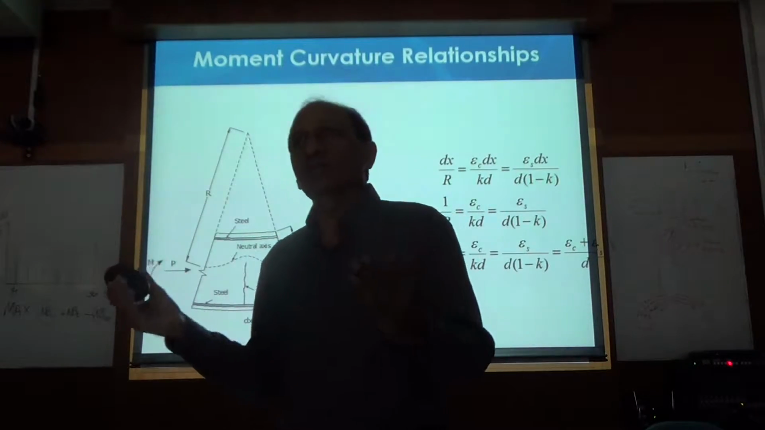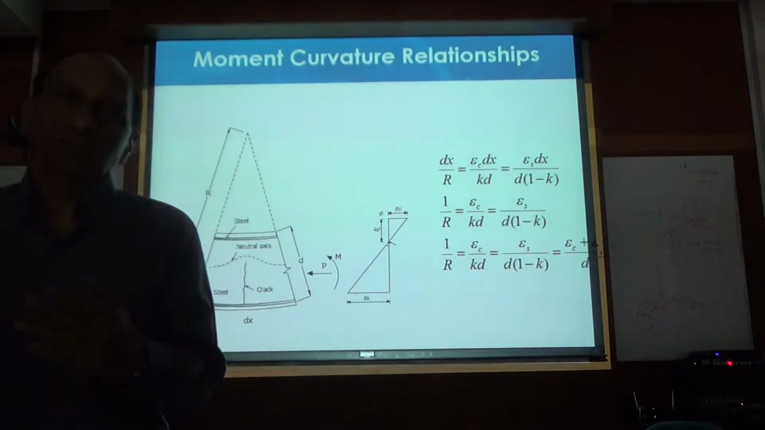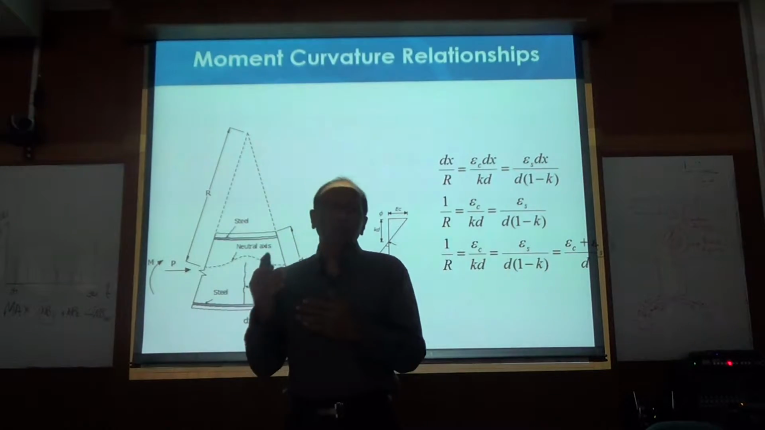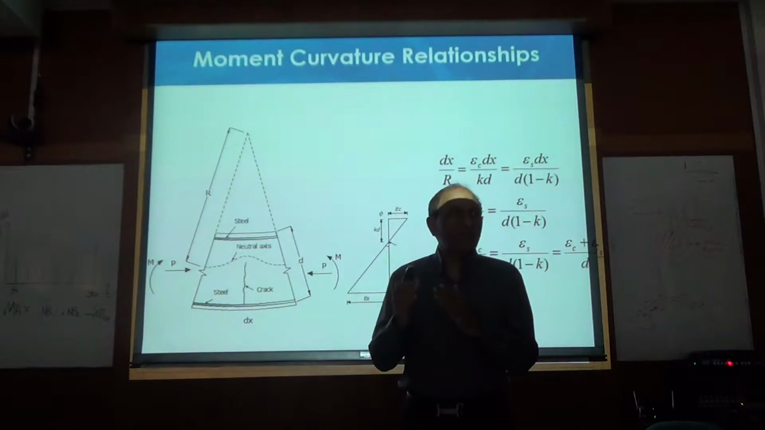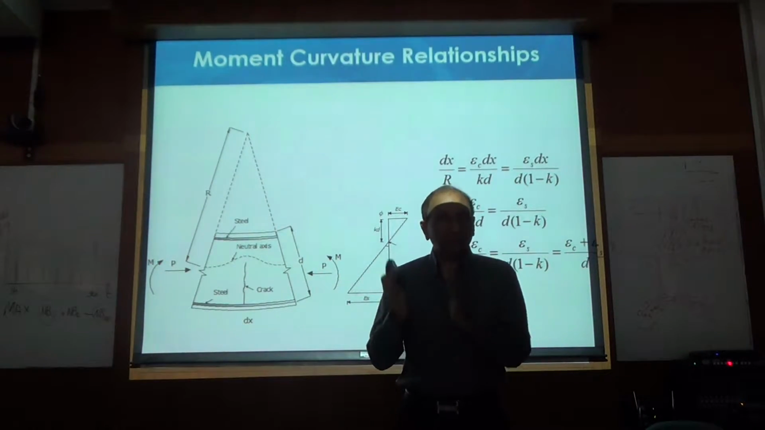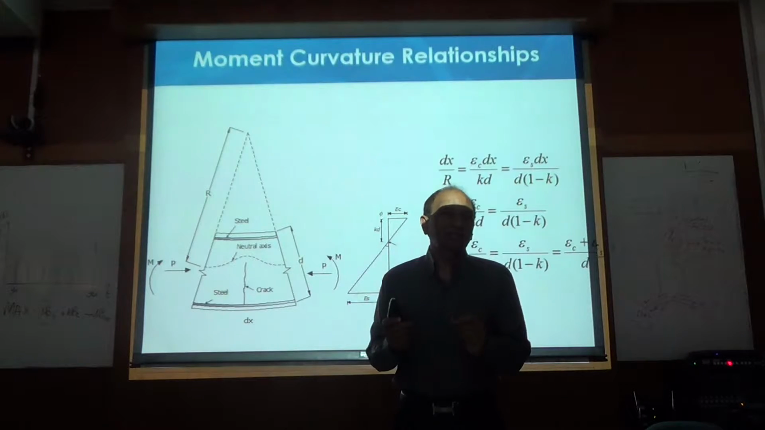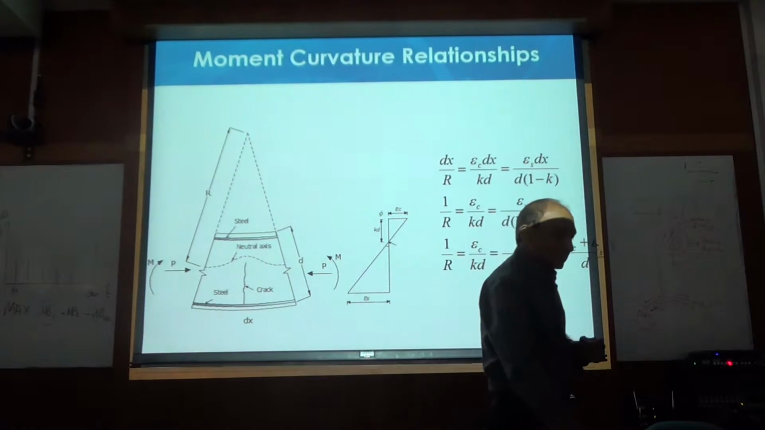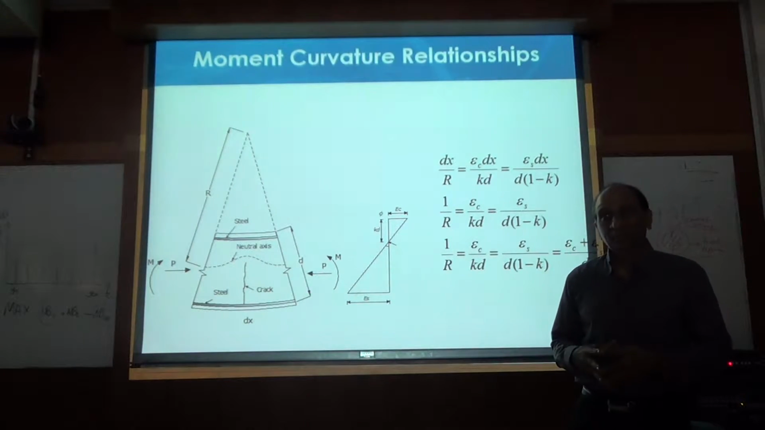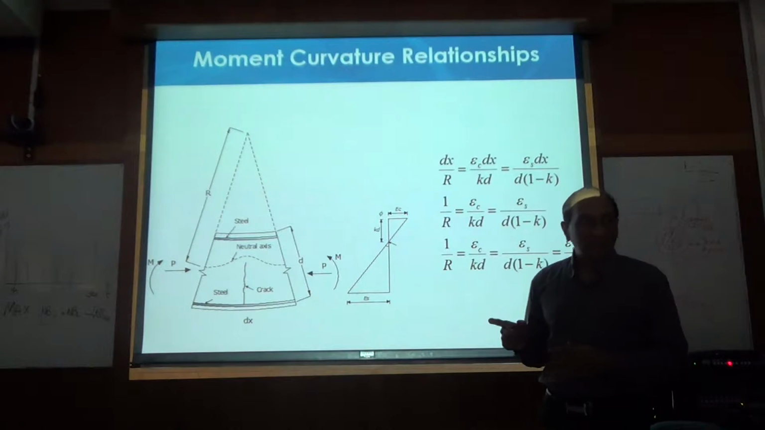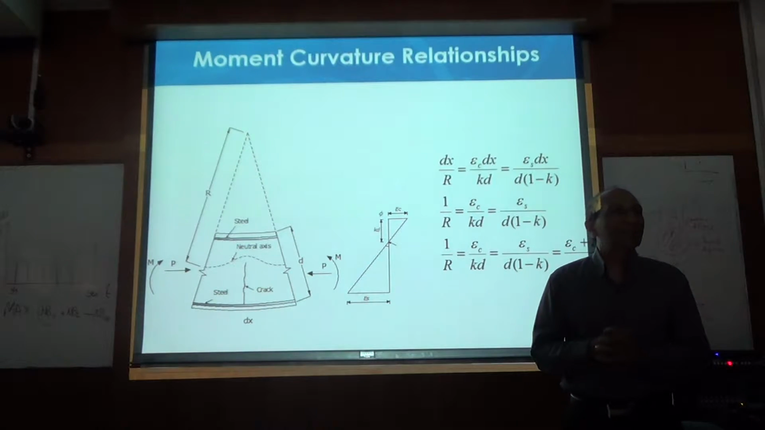Every combination of the neutral axis depth and strain can give you one curvature value, because it's the angle. So the angle depends both on the neutral axis depth as well as the strain. The only thing is that only some of those values are valid. All values are possible, but only some of those values are valid.